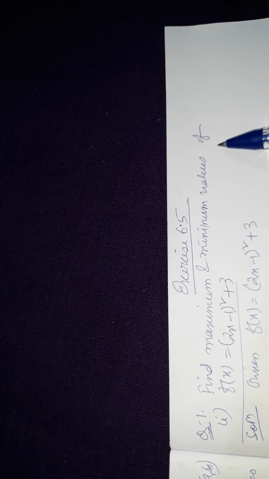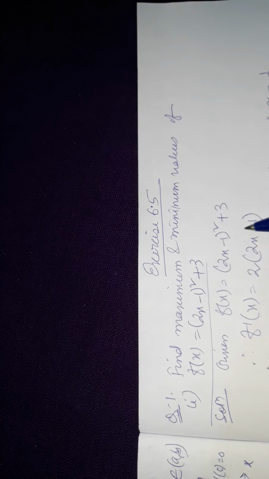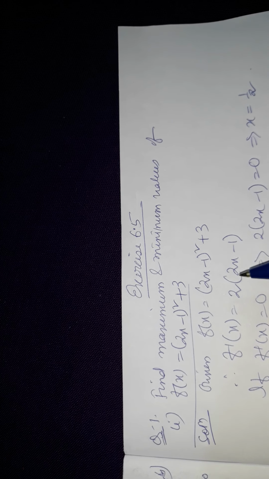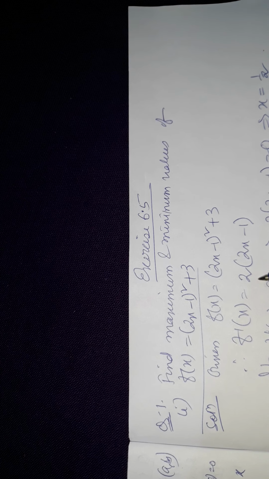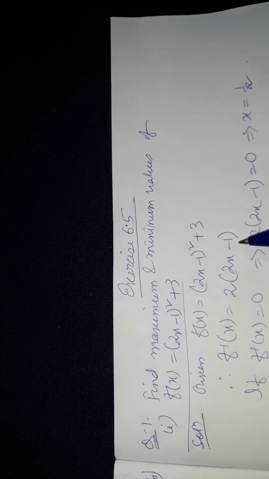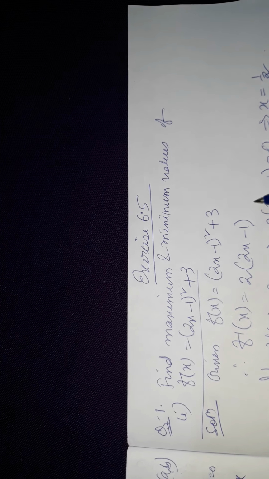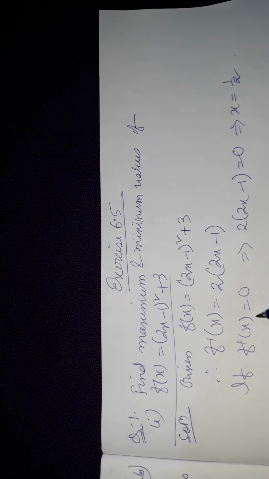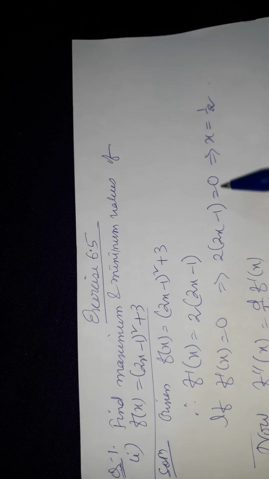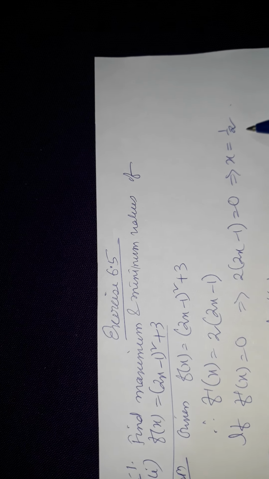Now exercise 6.5, first question: find the maximum or minimum values if they exist, where f(x) is given as this. If we differentiate this, it is our procedure to first calculate the first derivative. This derivative will give 2 into (2x minus 1), and the differentiation of 3 is 0. If we take the first derivative as 0, then 2x minus 1 equals 0 gives x equal to half.